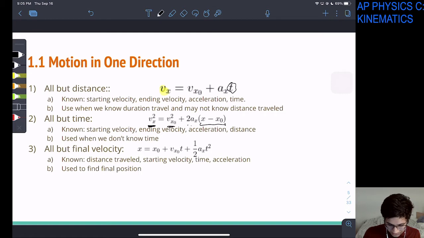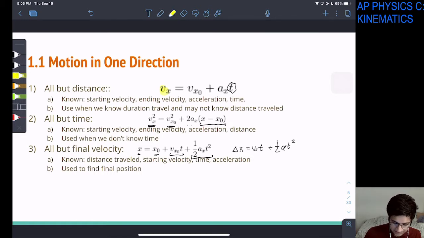And then the last equation is our final position, which is equal to our initial position, and I'll rewrite this in a second in a more familiar form, plus our initial velocity times time, plus 1/2 at squared. And you'll often see this as delta x equals v naught t plus 1/2 at squared.